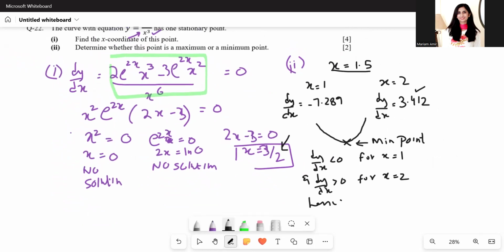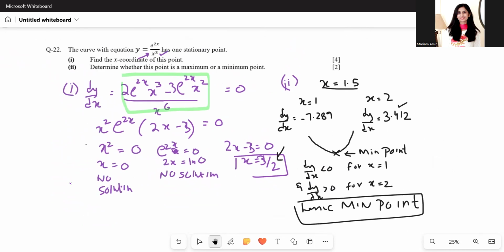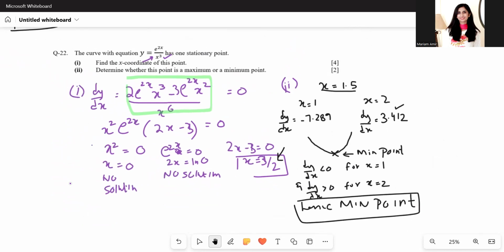hence minimum point. So we do not have to differentiate twice and then substitute x equals 1.5 in it and then show that we're getting a value greater than 0 and hence write a minimum point. That is too much hassle. You're likely to get it wrong. So it's better to do it this way.